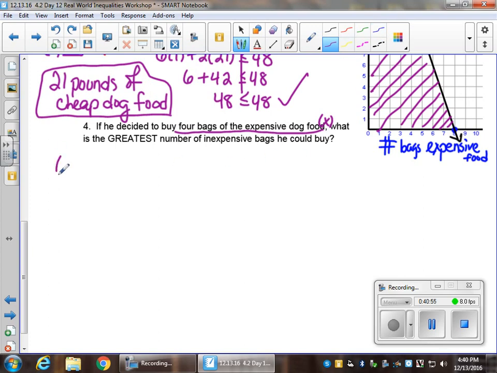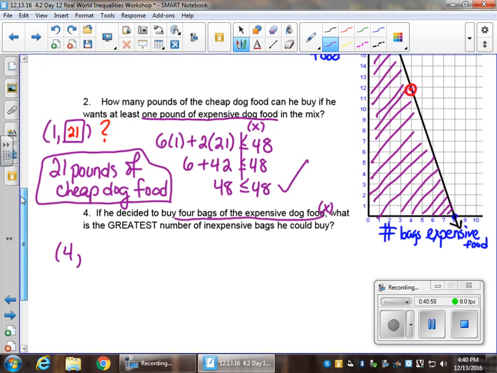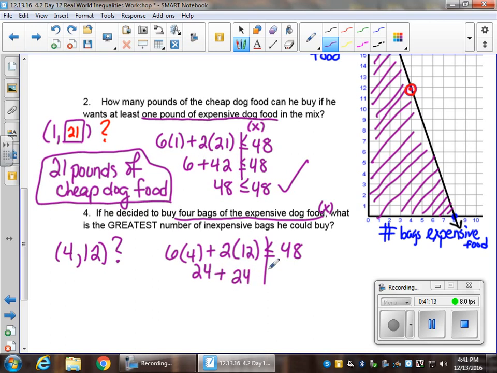So based on this question, I know I am going to check 4, 12. I'm going to put a question mark because we're not sure. So that will look like 6 times 4 plus 2 times 12. Is that less than or equal to 48? Let's see. 6 times 4 is 24. 2 times 12 is 24. 24 plus 24, less than or equal to 48. 48 less than or equal to 48. That checks. We're just okay, literally, because they are exact. So if he decided to buy 4 bags of expensive dog food, the greatest number of inexpensive dog food bags he could buy is 12 bags.